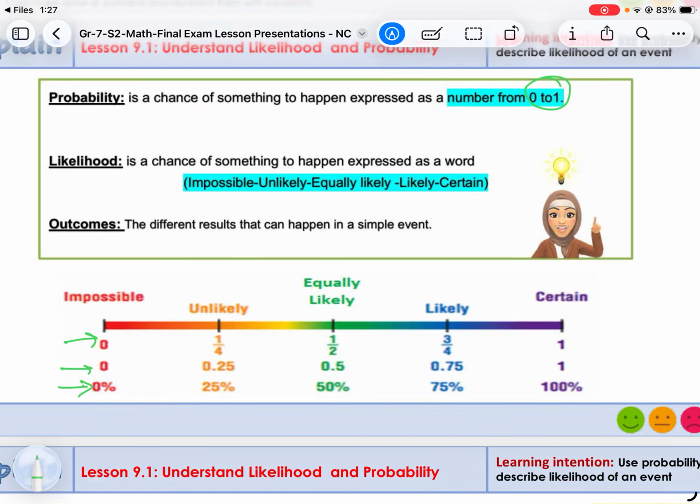How do we express it? We describe it using words. Okay, so after you find the probability, you need to describe it for me using a word. So please focus on this one. When they tell you to find the probability, it means they want from you a number. Usually it's a fraction. When they tell you to find the likelihood, they want from you a word. Okay, so what words are we talking about?